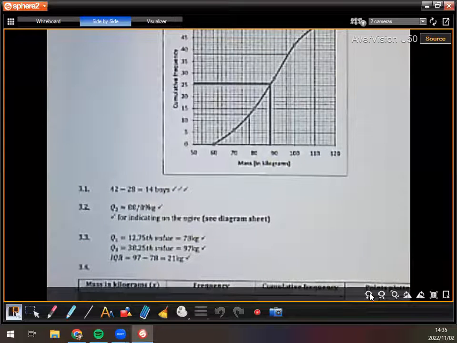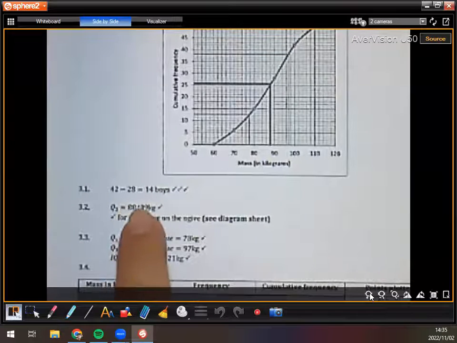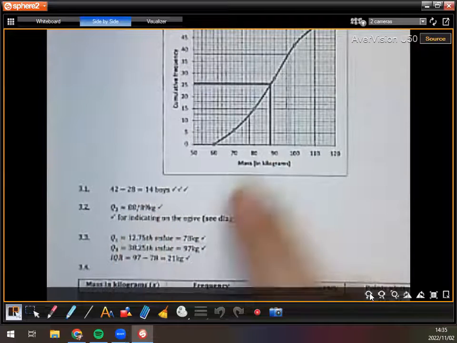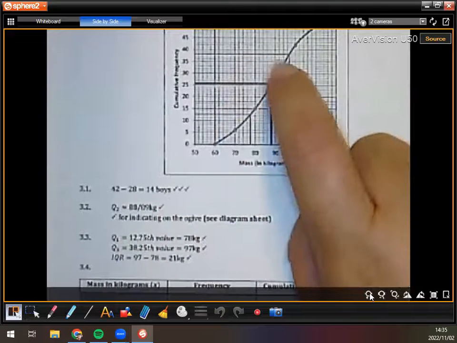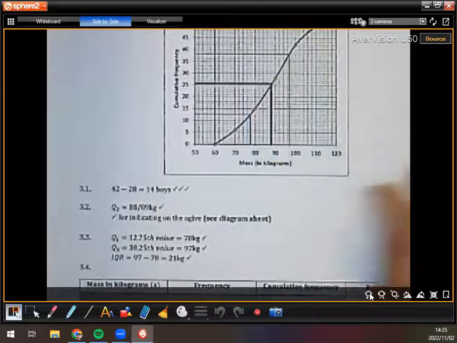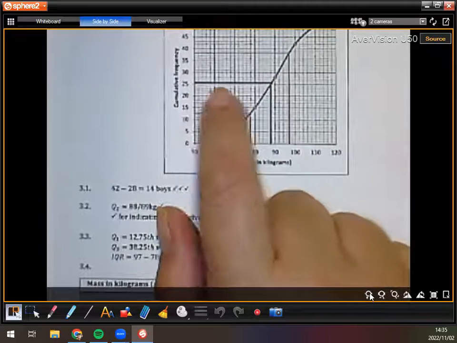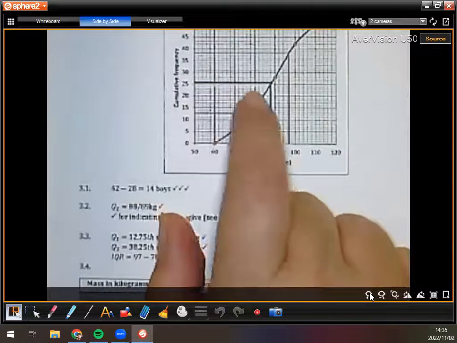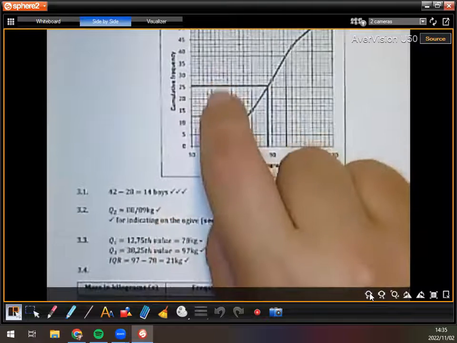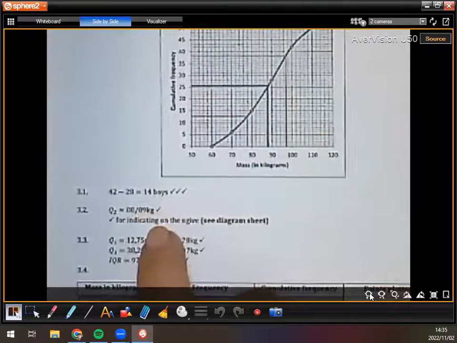For 3.2, guys, you got 1 mark for the value of the median, so either 88 or 89. The second mark I would have done on the OVAD. So just check, there should be a tick on your OVAD, which was at like 25.5, I think, just about 25. You have to draw that line. So this question is 2 marks: 1 mark for the answer and 1 mark on the OVAD.